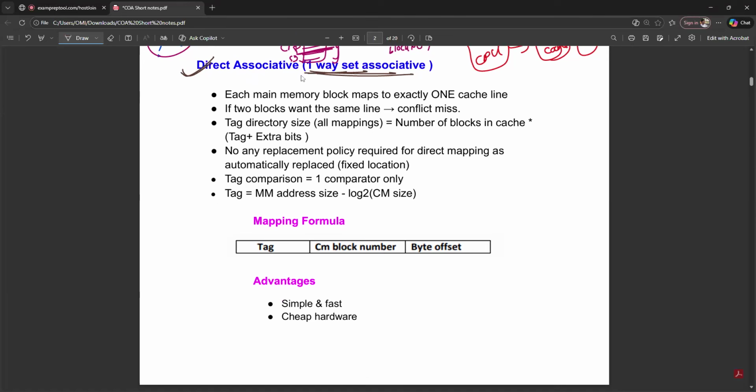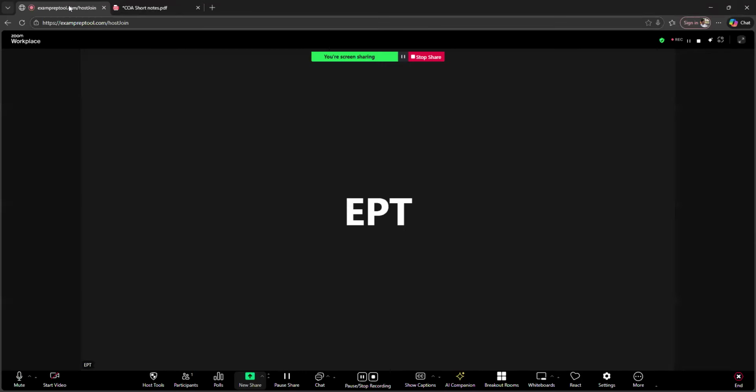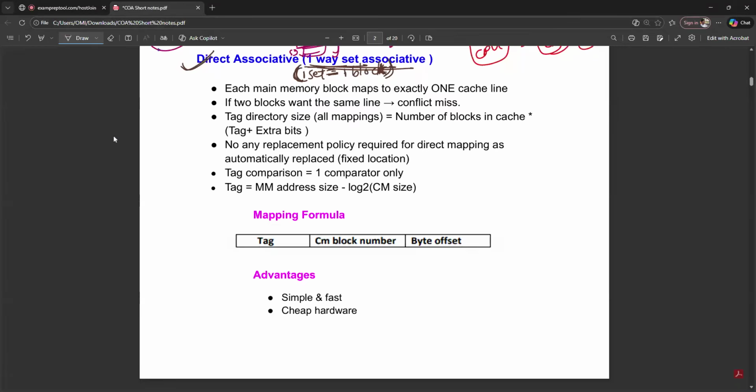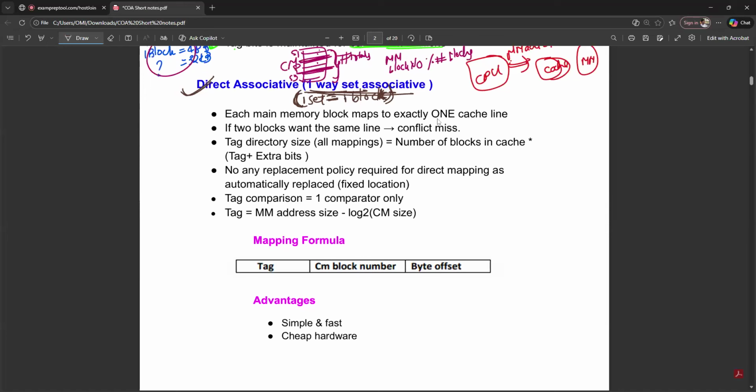And what does one-way set associative mean? One set equals one block, one way, which means each set contains one block. You must know what direct mapping is: each main memory block maps to exactly one cache line.